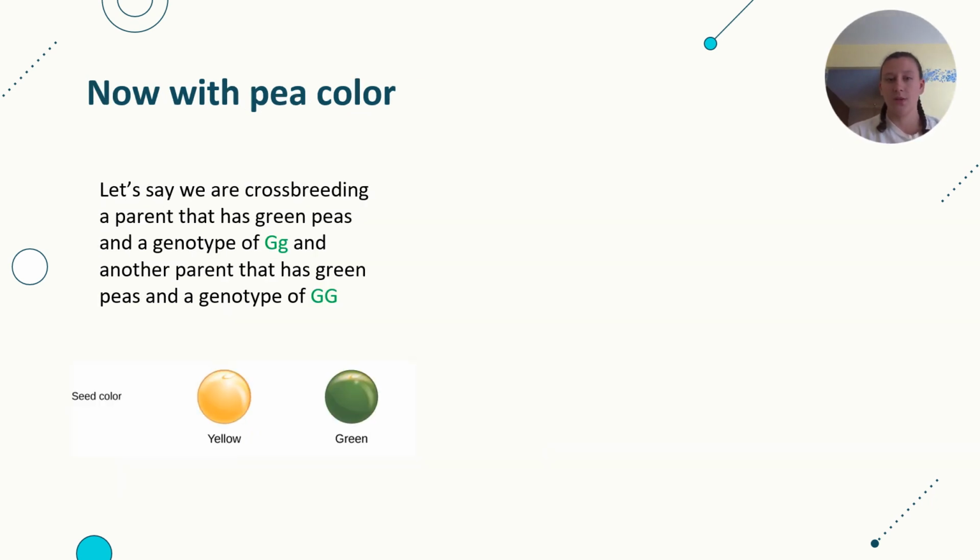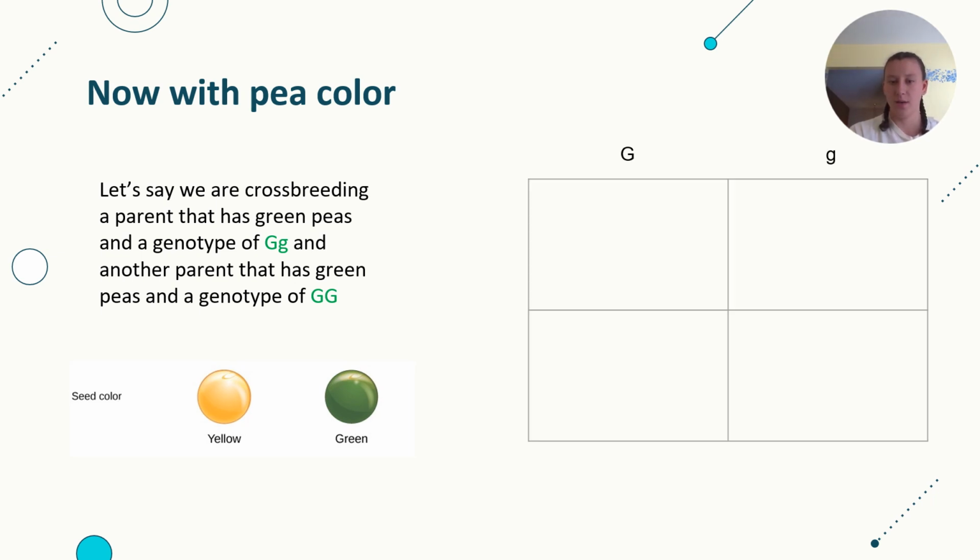Okay, let's do it again, now with pea color. So let's say we're crossbreeding a parent. One is big G, little g for green. Green is the dominant trait in this case. And the other one is big G, so green. Same thing, set it up, one parent on the top, one parent on the side. We get big G, big G, big G, little g, big G, big G, big G, little g. So now we will see 2 cells that code for green and 2 more cells that code for green with different genotypes.